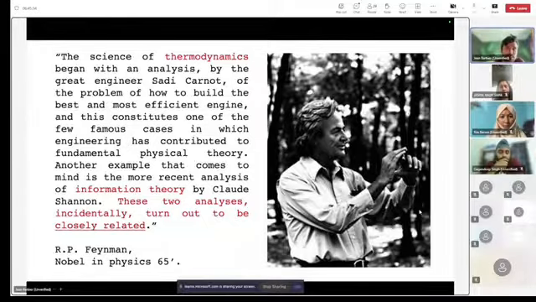information theory. He said the science of thermodynamics began with an analysis by the great engineer Sadi Carnot of the problem of how to build the best and most efficient engine, and this constitutes one of the few famous cases in which engineering has contributed to fundamental physical theory. Another example that comes to my mind is the more recent analysis of information theory by Claude Shannon. These two analyses, incidentally, turn out to be closely related. And of course, they're actually two sides of the same coin. Statistical physics and information theory are very, very close cousins.